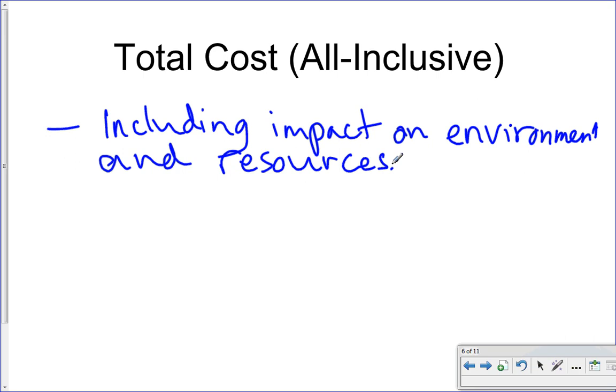Now, unfortunately, or fortunately, or indifferently, many businesses don't even consider the all-inclusive total cost. It's more of a theoretical discussion that is had by environmentalists, policymakers, politicians, things of that nature. So when it comes down to the economics, we really don't include this. One, because most of our business owners are concerned more with the bottom line of making money. And second of all, because it's really a non-quantifiable issue. Whereas the total cost, you can put a price on, you can put it into an equation. You really can't quantify the impact on the environment and resources.